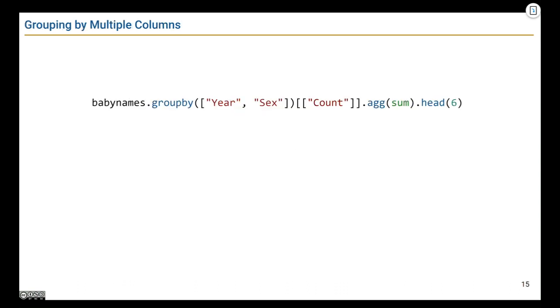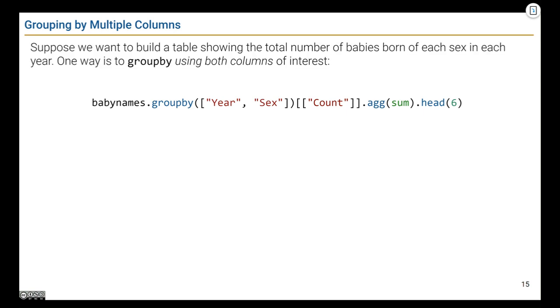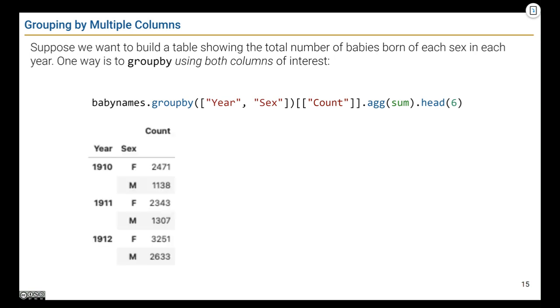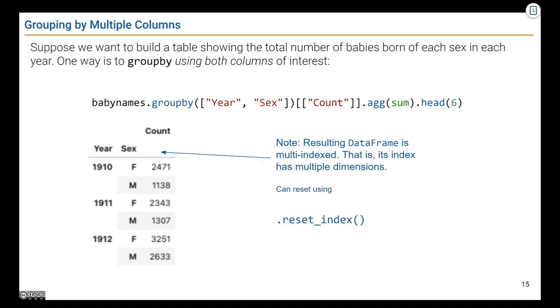Now, we can also group by multiple columns, which can become useful. For example, if I wanted to find the total number of babies born of each sex in each year, I can now group by year and sex first, and then call whatever I'd like to aggregate. So if I group by year and sex, I'm now going to get what's called a multi-indexed data frame because I now have multiple dimensions. This is great. You can definitely work with it like this.